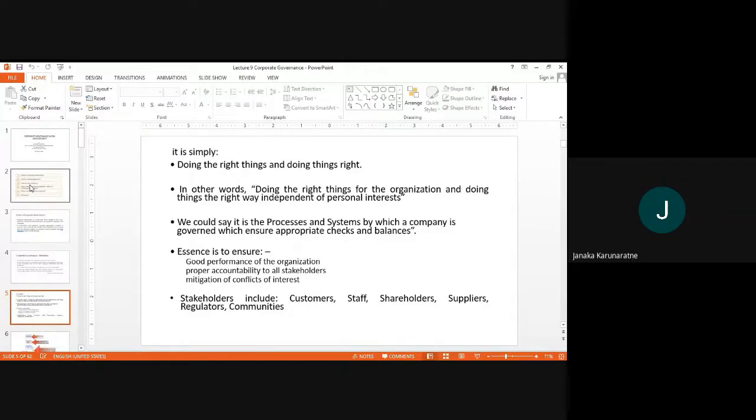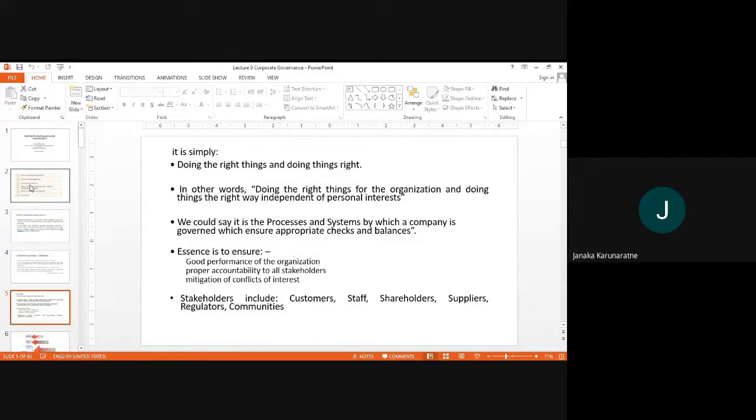You can't simply wash your hands. Then mitigation of conflict of interest. You must not use internal situations or benefits for your own interest. You must act without conflict of interest. So that is the governance.